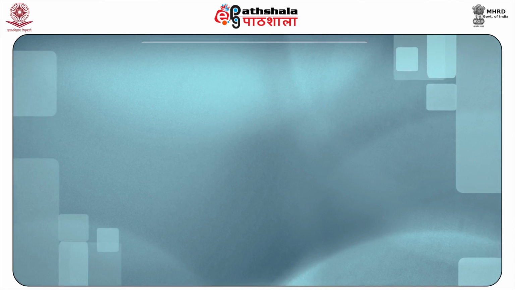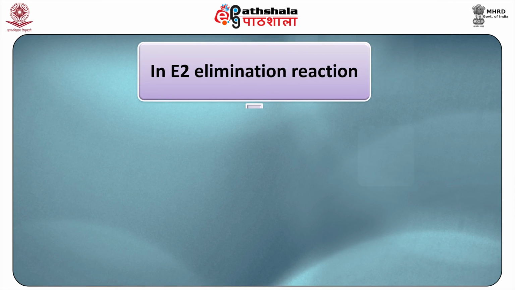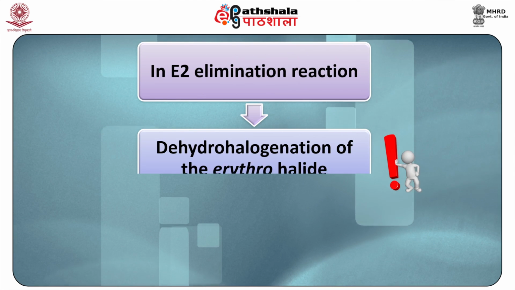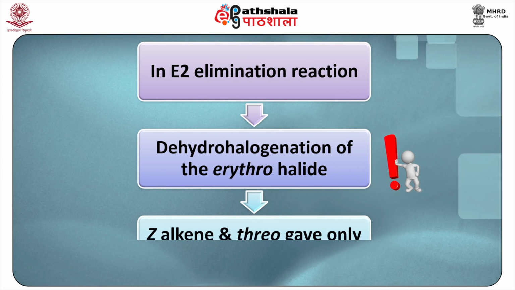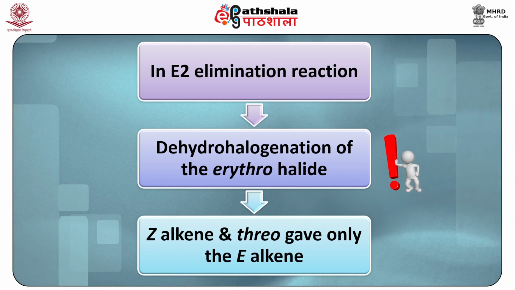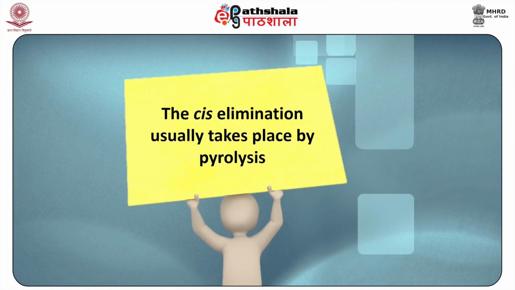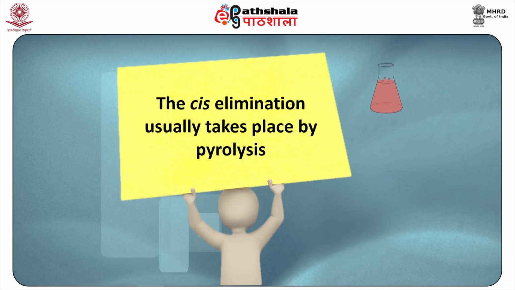In the nucleophilic substitution reaction, the reactivities between any two reactants depend upon the mechanism they follow to give the product. And this is also applicable to the stereoisomers, which react to give stereospecific or stereoselective products. Similarly, in E2 elimination reactions, it was observed that the dehydrohalogenation of the erythrohalide gave only Z-alkene, whereas the stereoisomer gave only the E-alkene.